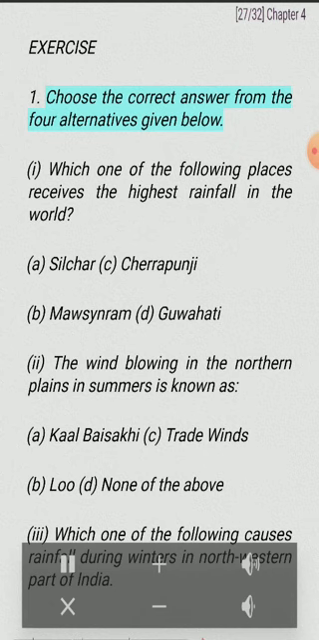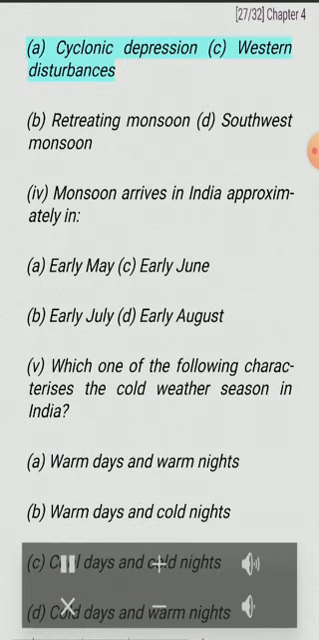Exercise 1. Choose the correct answer from the 4 alternatives given below. Which one of the following places receives the highest rainfall in the world? A. Silchar, B. Mawsynram, C. Cherrapunji, D. Guwahati. The wind blowing in the northern plains in summers is known as A. Kal Baisakhi, B. Trade winds, C. Loo, D. None of the above. Which one of the following causes rainfall during winters in northwestern part of India?